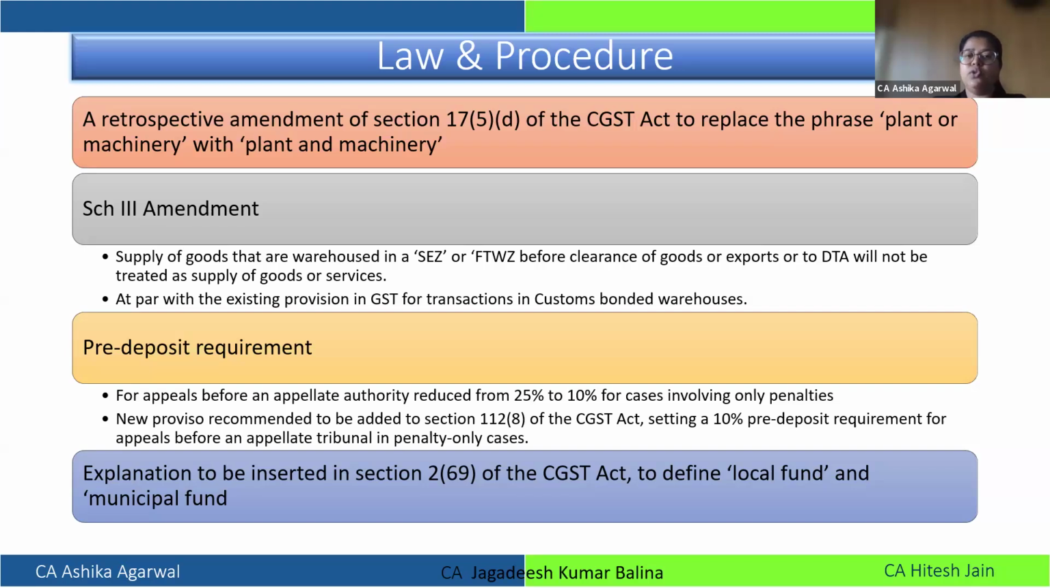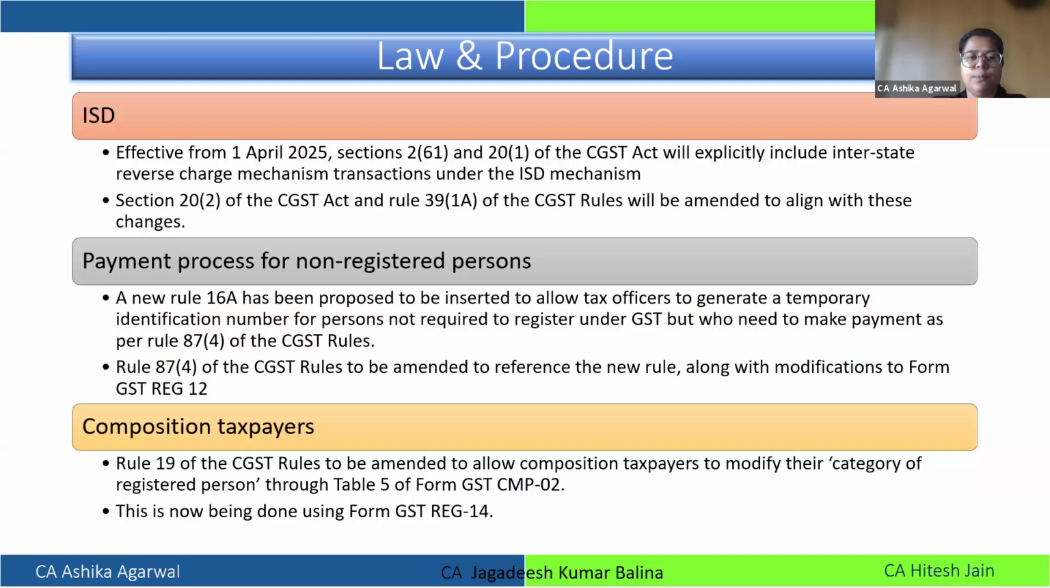But where the case is only and only related to penalty, then prior to this recommendation, no pre-deposit was required to be made. Now with the recommendation, in case of only penalty also, you are required to make a 10% pre-deposit. But this will all be implemented, as per precedents, from 1st April 2025. So it's better if you can file an appeal before that. Then, local fund and municipal fund they have defined for the purpose of local authority and municipal authority.